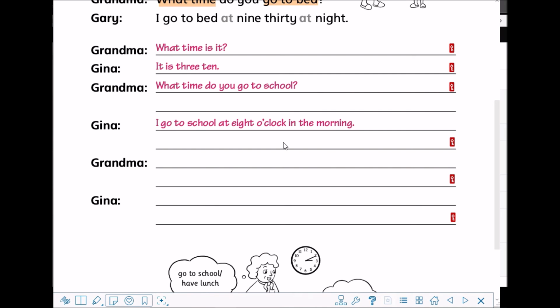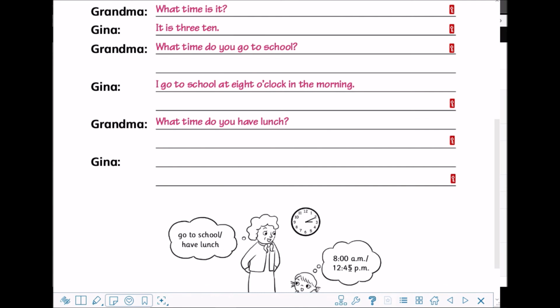Question 3 is similar to question 2, but this time I'm not asking about going to school. I will ask about have lunch. So Grandma says, what time do you have lunch? Question mark. Gina would say, look at the picture, 12:45. So I have lunch at 12:45 in the afternoon. Full stop.